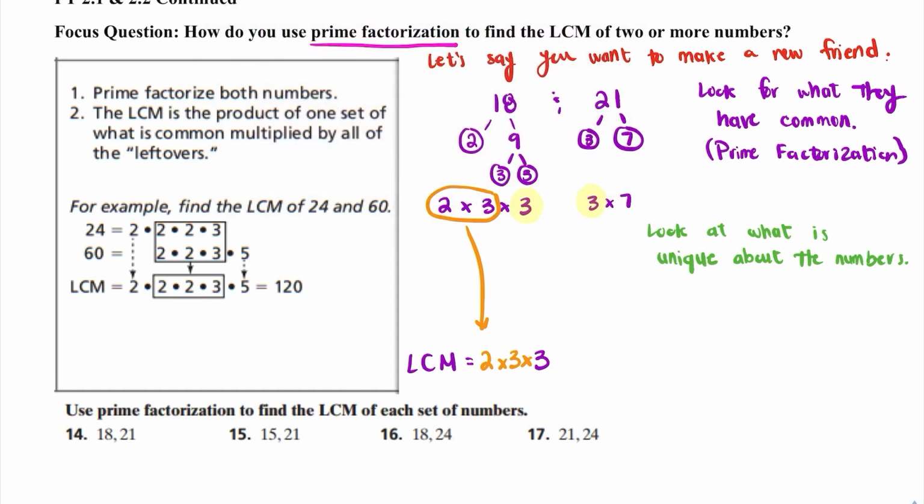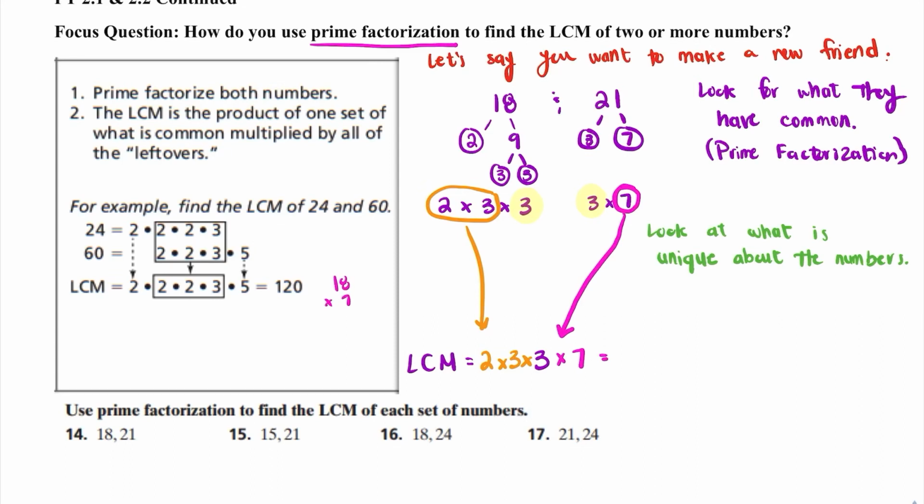Now, let's find what's unique about 21. Well, what's different about 21 is that it has this 7 here. So I'm going to take that, and I'm going to multiply it here, inserting 7 into this problem, okay? So now we're going to take what's unique and what's common, and multiply everything together. So I'm going to do 2 times 3 times 3 times 7.